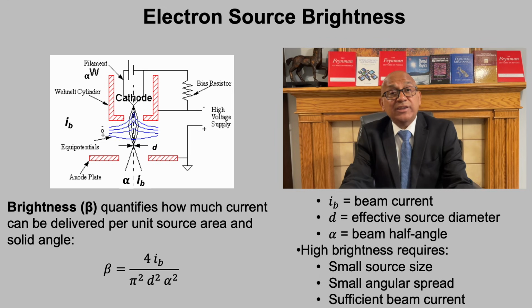High brightness is essential for forming a small probe with sufficient current at the specimen, which directly translates into higher spatial resolution and improved signal-to-noise ratio in SEM imaging.